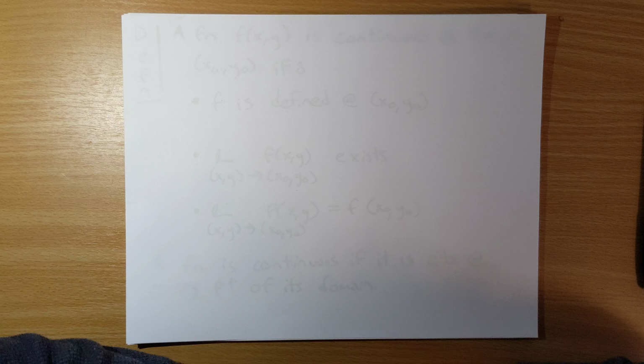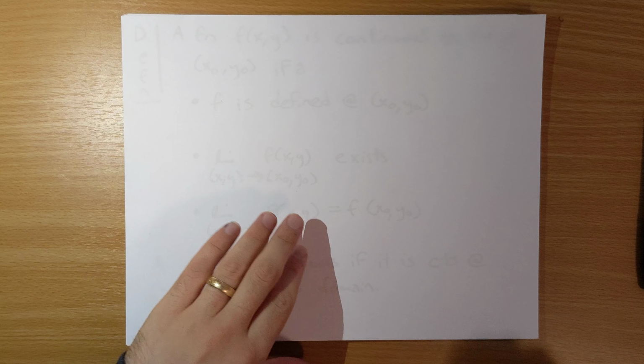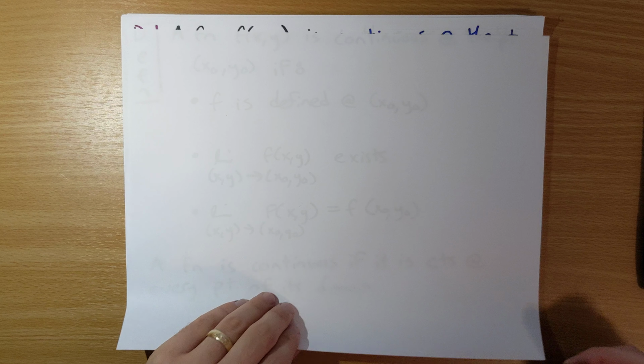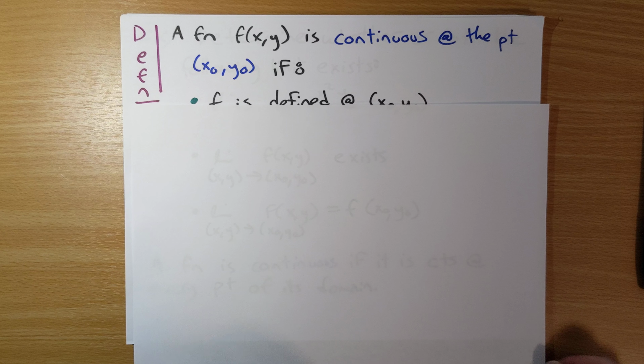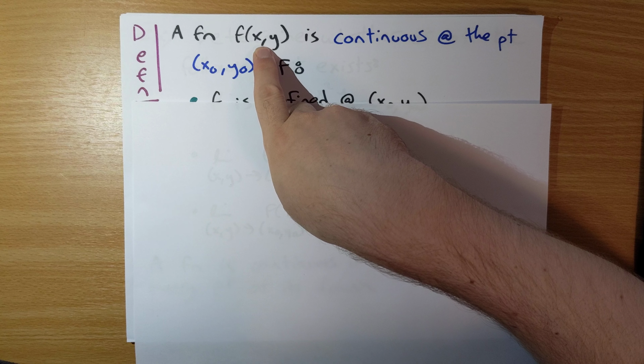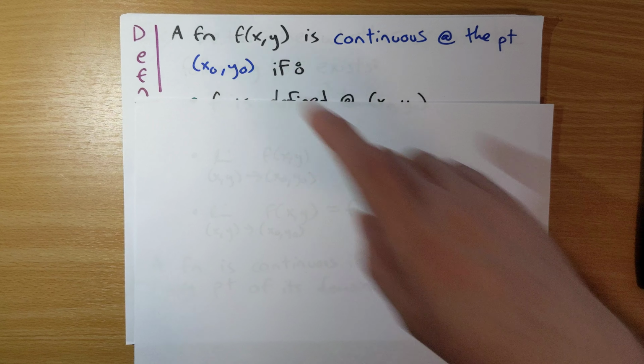We've been talking a lot in this section about limits. Thinking back to Calc 1, right after we talk about limits in Calc 1, we talk about continuity. And so we should probably do the same here. So here's a definition. What does it mean for a function of two variables to be continuous at a point?